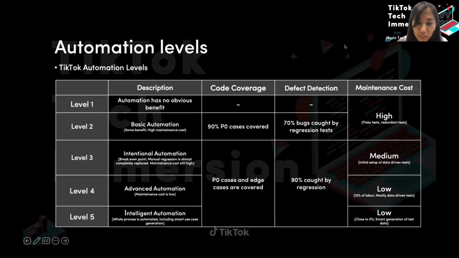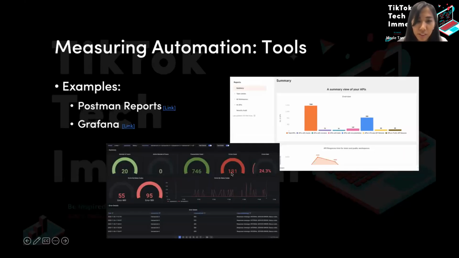Then for tools, it's hard to recommend one because it always depends on the underlying framework that you use. Postman has one, but I think it's paid. If you want to make your own, you can use other tools like Grafana to pull from different data sources to visualize the current automation level.